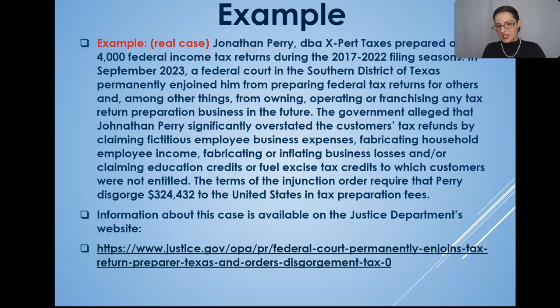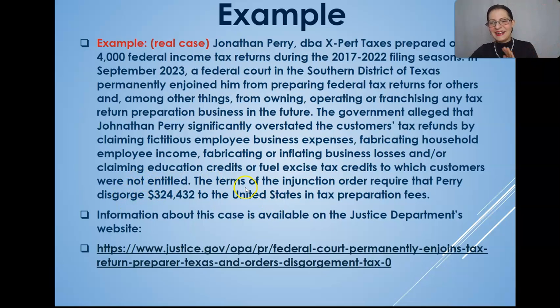The terms of the injunction order require that Perry disgorge. I use the same word that was in the case. Disgorge, right? He's got to pay it back. It's so weird that they use that word, because I always think of disgorge as something coming out of you, like vomiting something up.